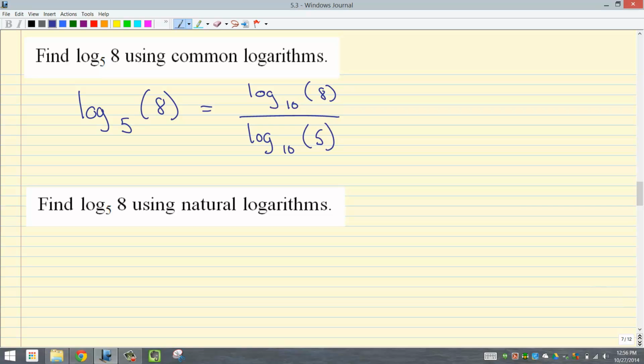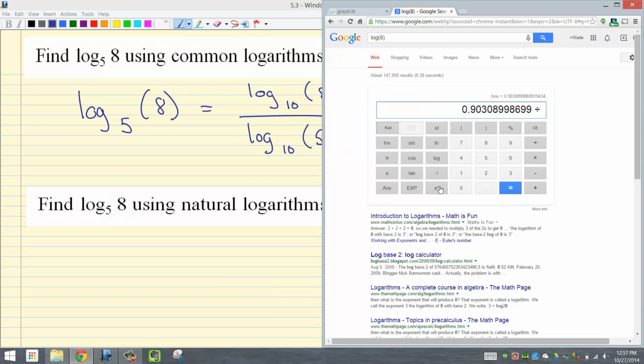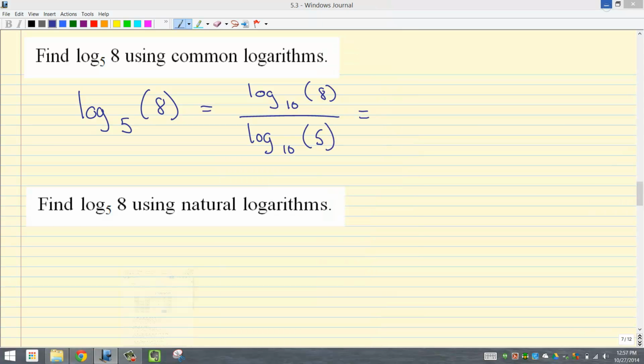And no, the log base 10s don't cancel. You can't do anything like that. You have to punch this in on your calculator. So you're going to do log of 8, and I'm going to divide that by log 5. 1.29. So that's the answer. 1.29. So once again, the 8 goes on top, the 5 goes down below, and the base of the log is the base that our calculator will do.